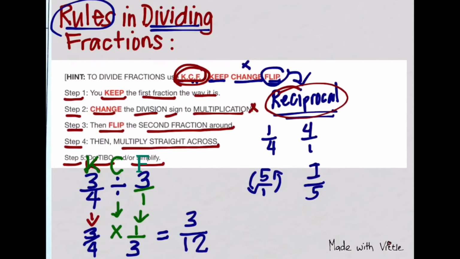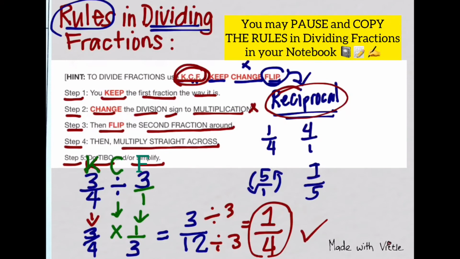Now this is not an improper fraction because the top number is smaller than the bottom. But we still need to simplify it to the simplest form. And the greatest common factor of 3 and 12 is 3. So 3 divided by 3 is 1. 12 divided by 3 is 4. And as you can see, the top number is just a small number, which is 1. Therefore, there's no way we can simplify further. This is the simplest form, which is the final answer.